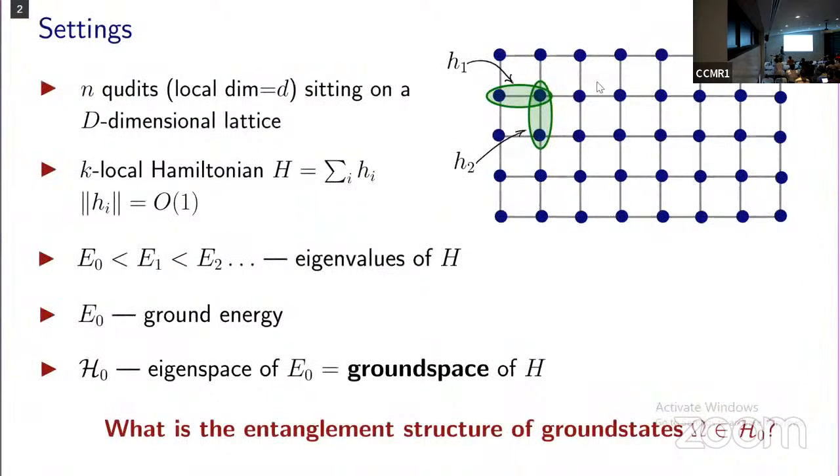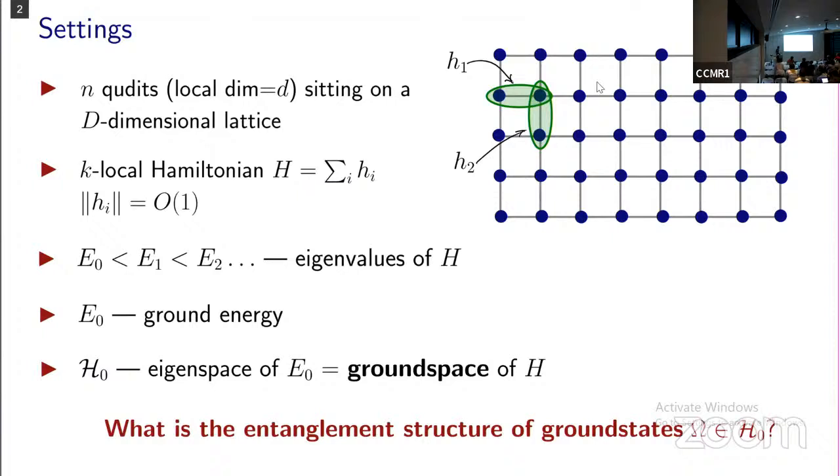So let me just define the settings. I'm considering a Hamiltonian system defined on a d-dimensional lattice, with qubits of small dimension d. We have a k-local Hamiltonian defined on them. I assume that the norm of each term is 1. I denote by E0, E1, etc. the eigenvalues of H. These are the energies, E0 is the ground energy, and H0 is the eigenspace of E0, which is all the ground states of H.